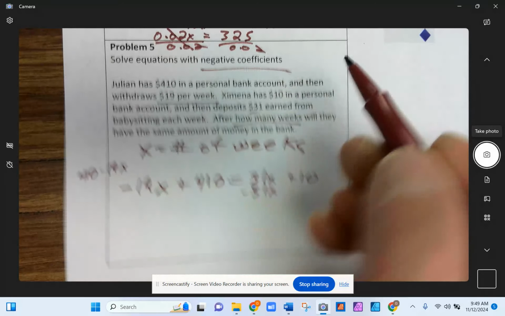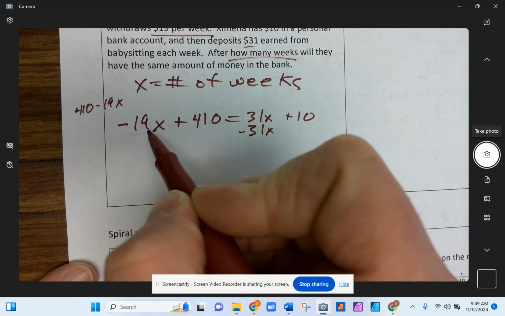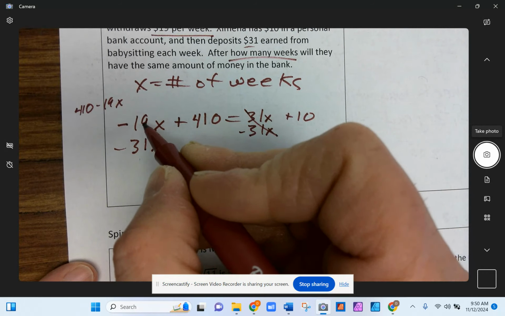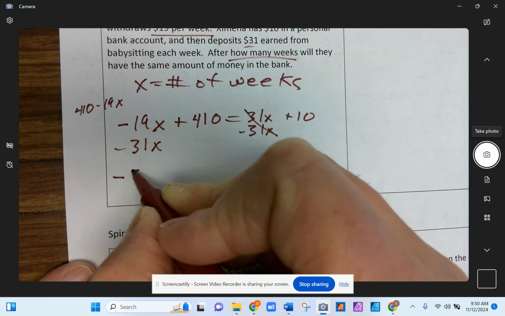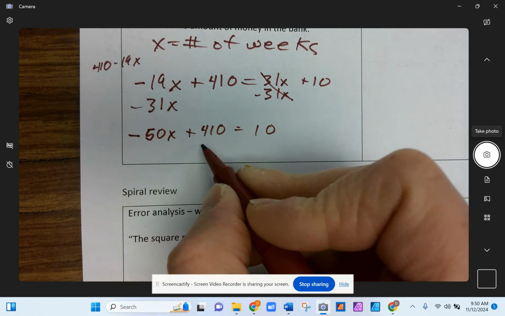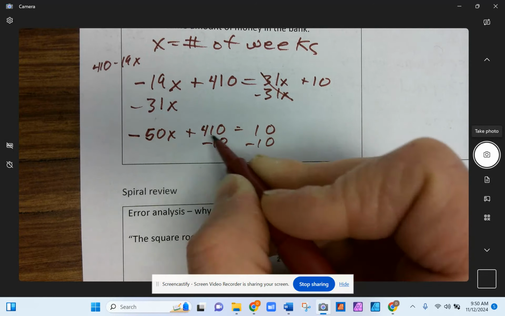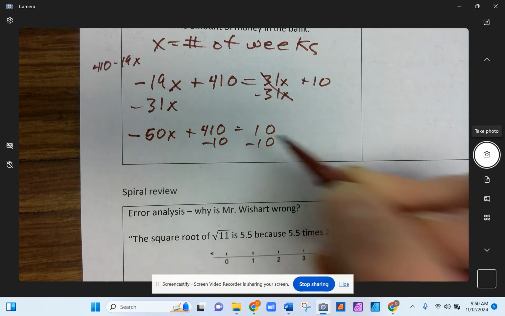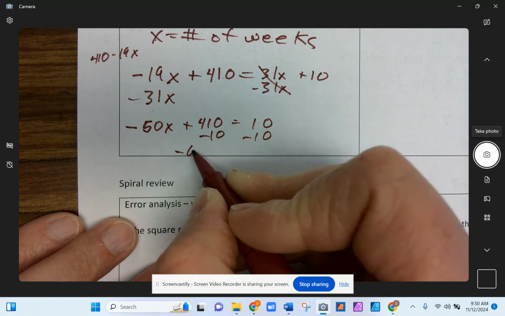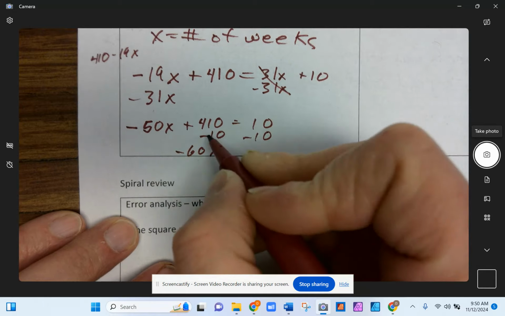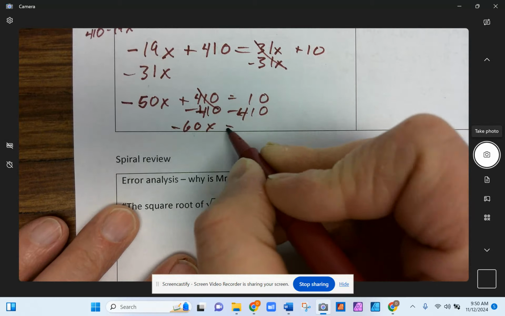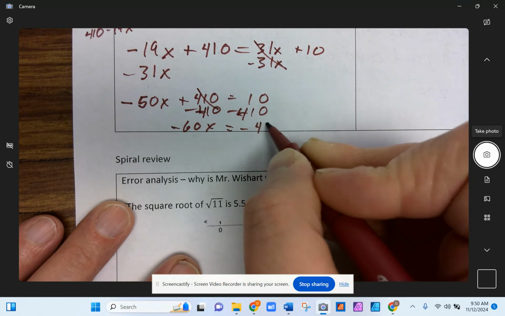Right, so this does say negative coefficients. So we have this negative coefficient right here, the number in front of the variable. That cancels. We subtract here. Negative 19 minus 31 is negative 50x plus 410 equals 10. We're going to subtract 10 here. Oh, was this right? Yeah, this is right. So it gets us to negative 50x. It's 410, my bad. That cancels out, and then this gets us to negative 400, okay?